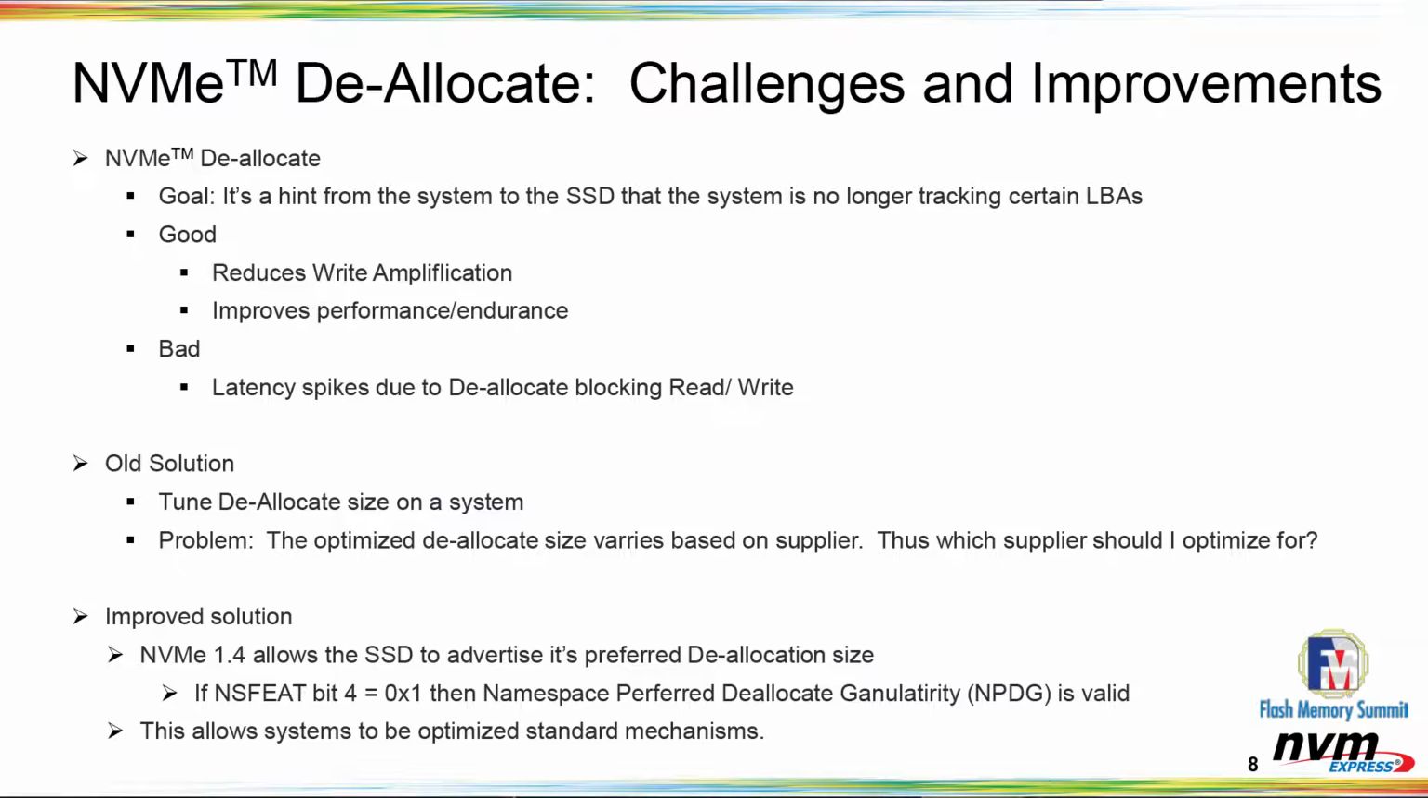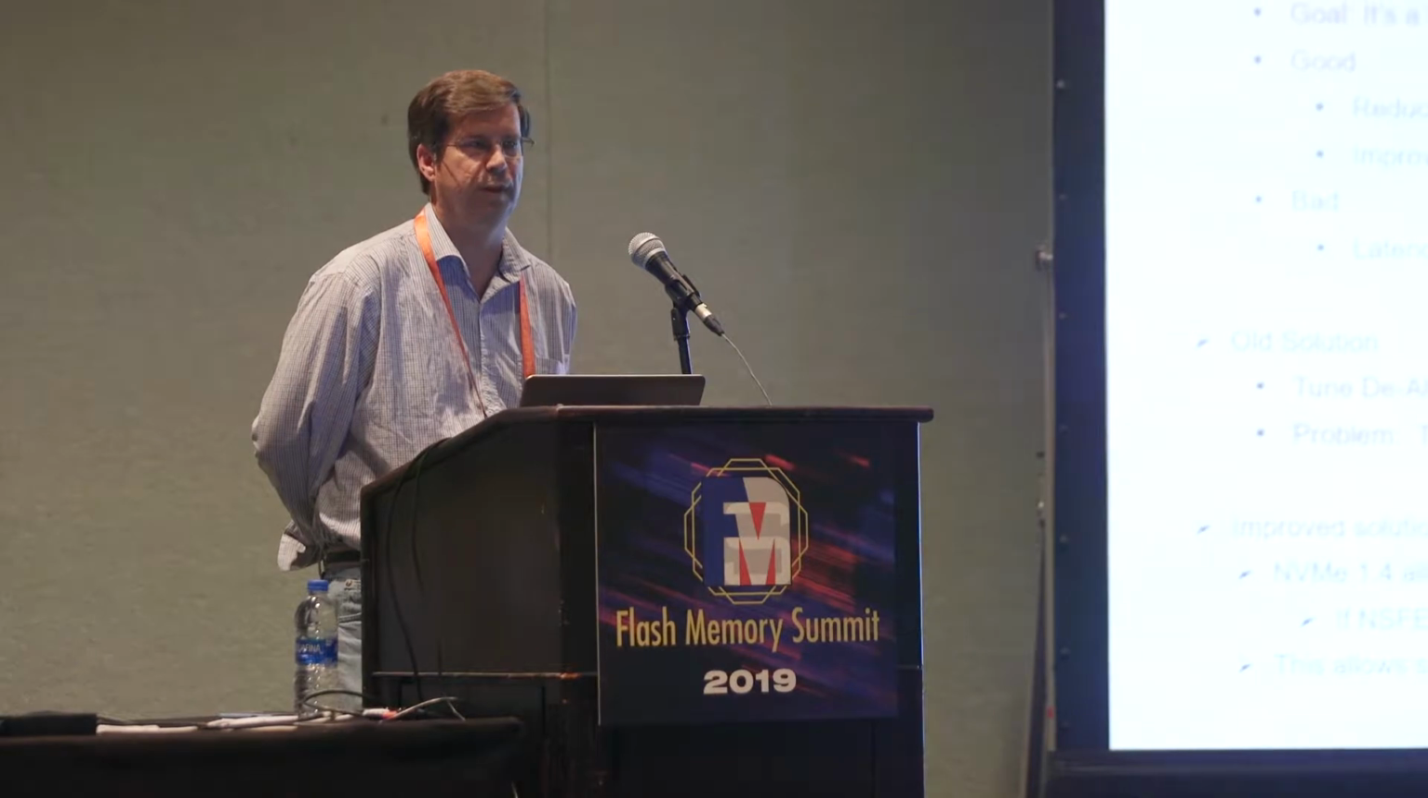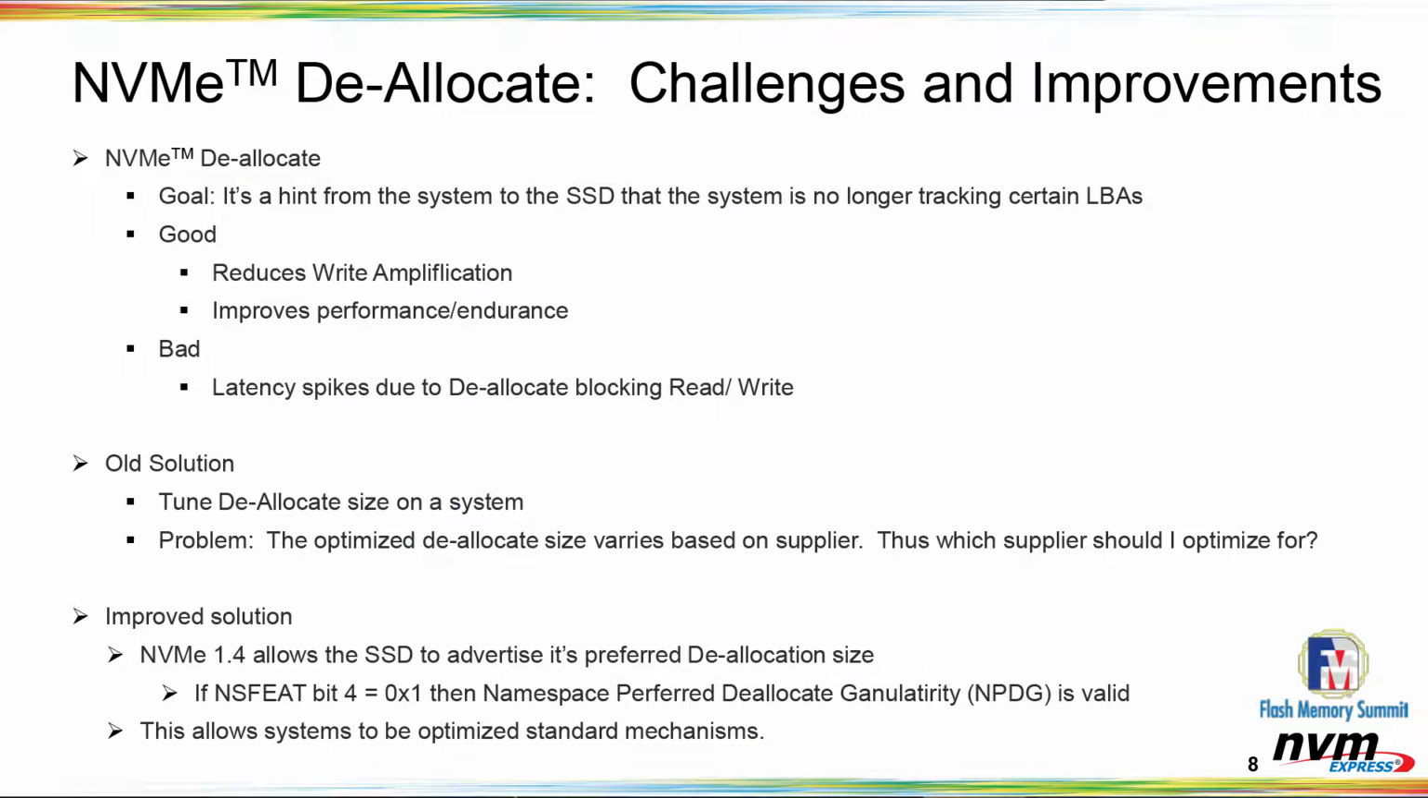Obviously, nobody likes latency challenges. The old solution is we tune the system for each supplier and try to find the optimized setting. This is a challenge: which supplier do I tune to? How do I decide what those settings are? When I go to the next generation of drives, do they have the same settings? There's a challenge to figure out how to do this. The solution in NVMe 1.4 allows the SSD to advertise its preferred deallocation size. By doing this, it gives the system an optimized standard mechanism to advertise how we would like data to be deallocated.